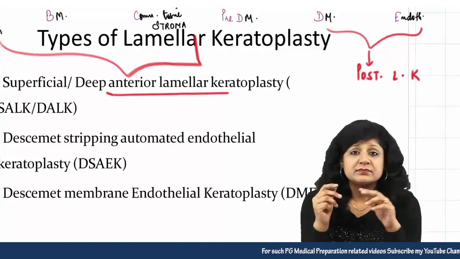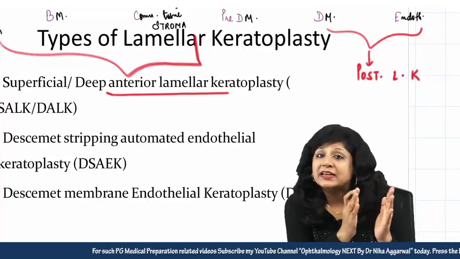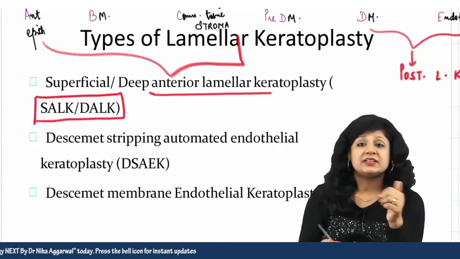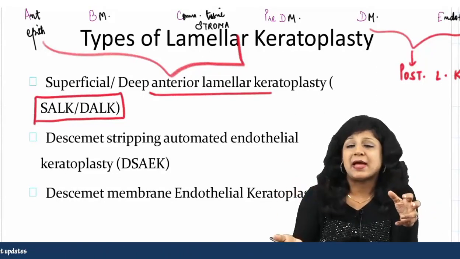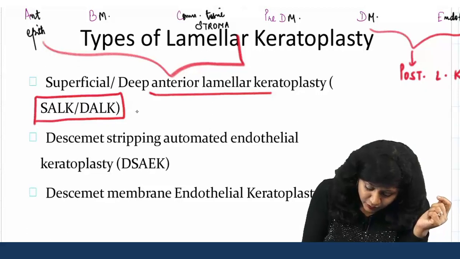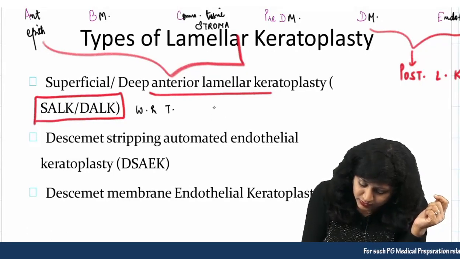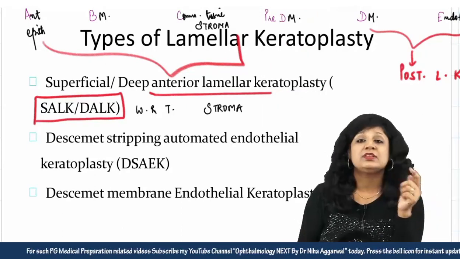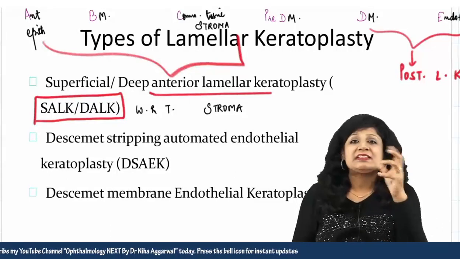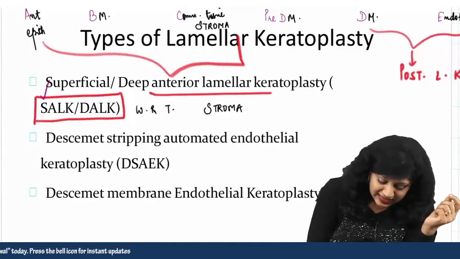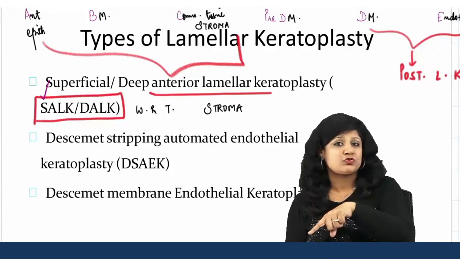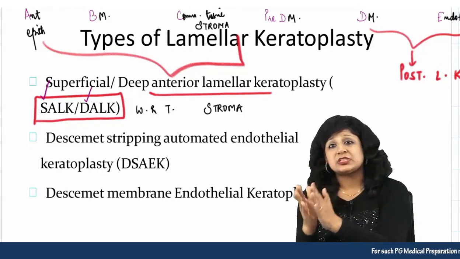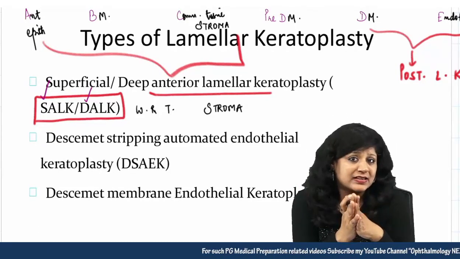Now second thing, when we have anterior lamellar keratoplasty, it can be divided into SALK or DALK. Means either it is superficial anterior lamellar or it is deep anterior lamellar, and they are with respect to the stroma. They will be called as superficial or deep with respect to the stroma. So the one which is involving less than half of the stroma is superficial, this is SALK, and one which is involving more than half of the stroma will be deep, that is your DALK. So that is simple.